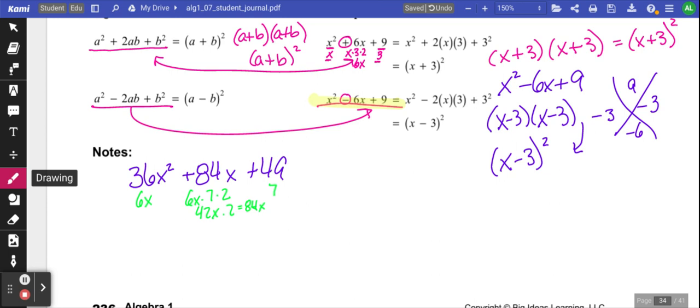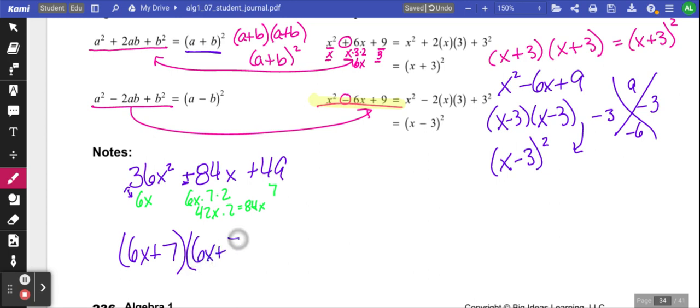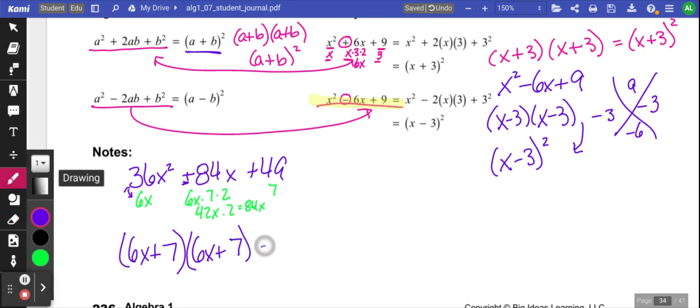Okay, so you can use that pattern and say, okay, well, I know this is just going to be a plus b squared. I'm going to have a, which is the square root of 36x squared, plus, because it's a plus sign right here, the square root of 49, which is 7, times 6x plus 7. Okay, plus 7. And I know that can simplify just down to 6x plus 7 all squared.